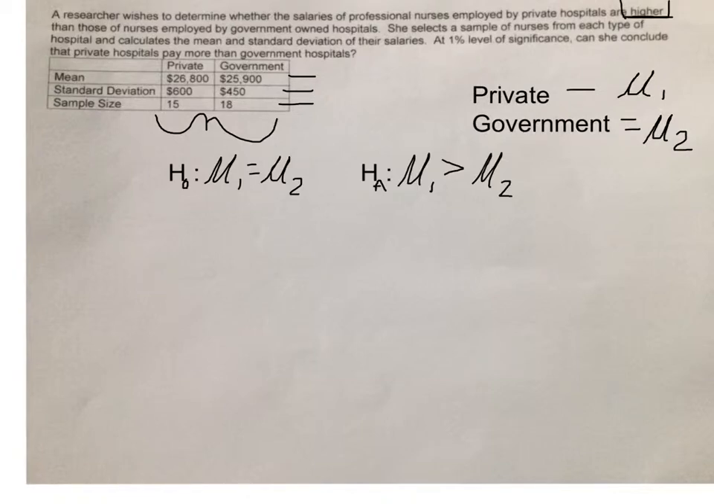Hopefully you agree with what I've written down here, because the study, focusing on the word higher up here, is trying to determine, is there more money for nurses in the private hospitals as opposed to the government hospitals? So now we know we're dealing with a one-sided test. So what I want you to do again, take the information, ask yourself, what do I need to get? Go ahead and find that information, both pieces, pause the video, and come back when you're ready.